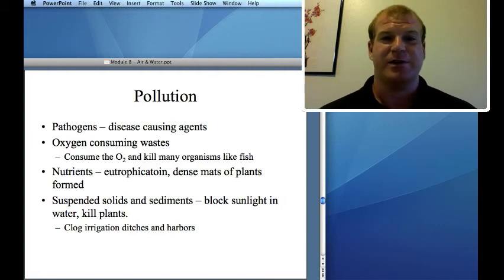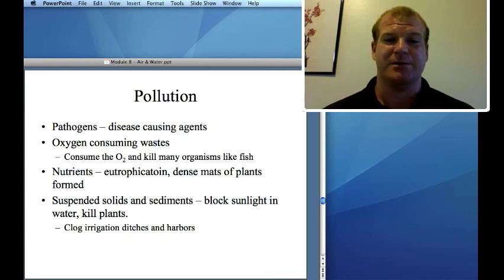Oxygen-consuming wastes. So many fish need to breathe just like we do. Of course, they have gills where we have lungs, but they need oxygen as much as we do. And oxygen-consuming wastes consume oxygen, and that can kill fish.